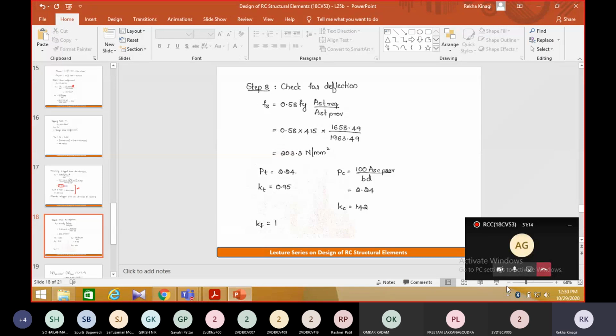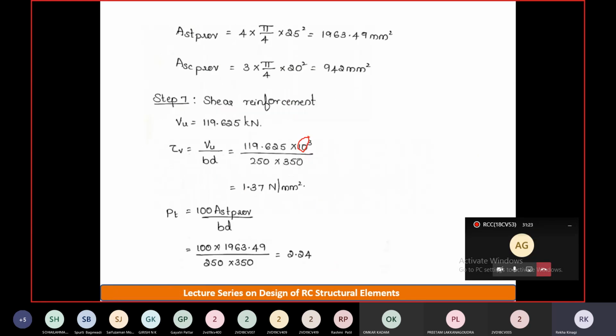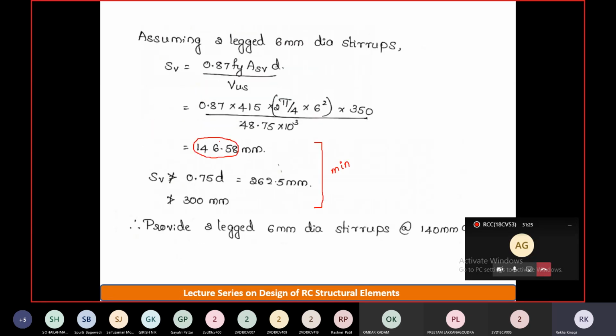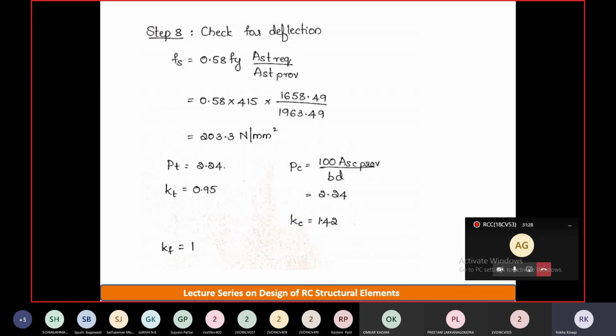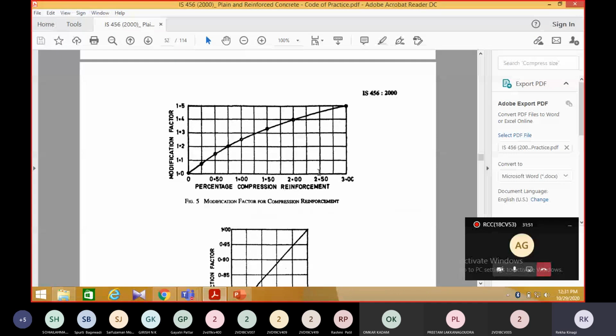PC is equal to 100 ASC provided divided by B into D. ASC provided is already calculated in the previous point, that is 942 mm square. So once we substitute that value of ASC provided, B and D, we get the value of PC to be 2.24. Once we get this value of PC, it is very easy to check with the value of KC, 2.24. So it lies between 2 and 2.5.